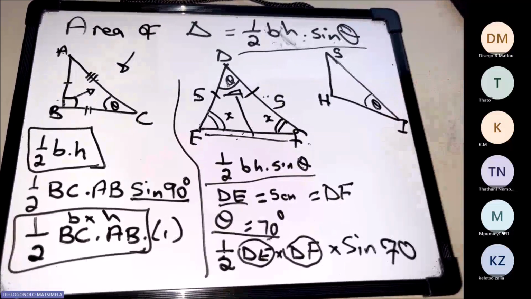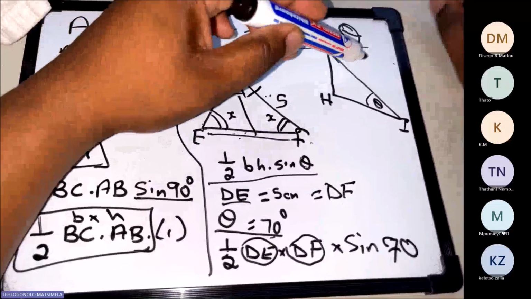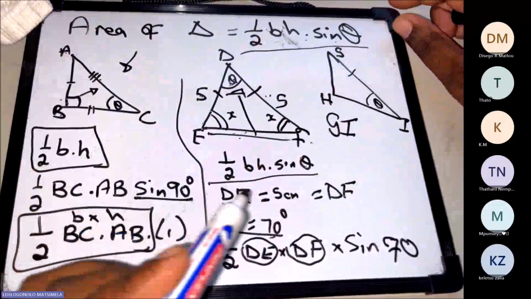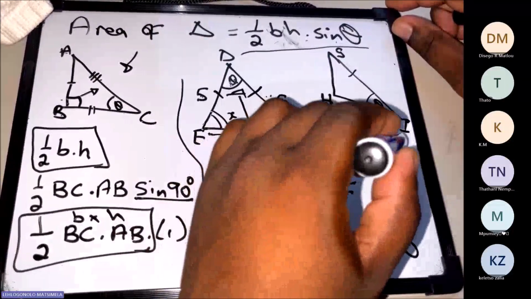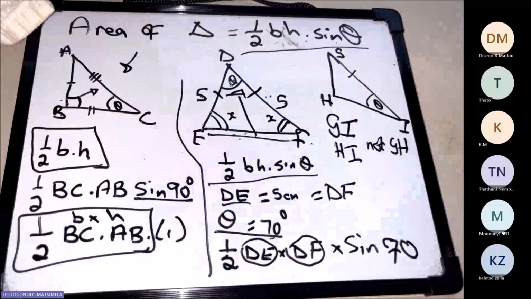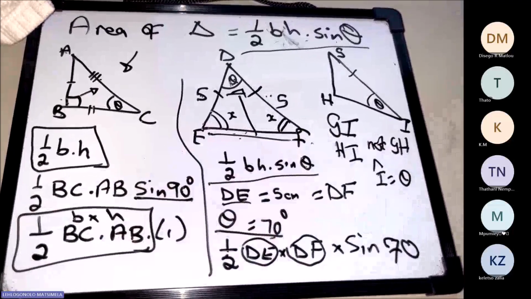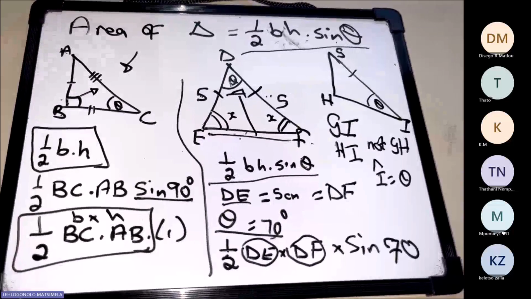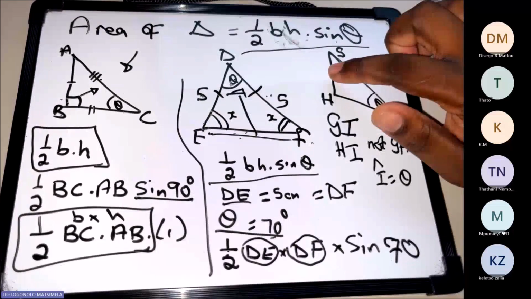When we say that two sides are available, if by any chance we are given side GI and also side HI, but we don't have side GH, and the angle at I is given as theta, and theta has a value, we can still find the area of the triangle in the same way, because we now have the two sides, side GI and side HI. The two sides are opposite.